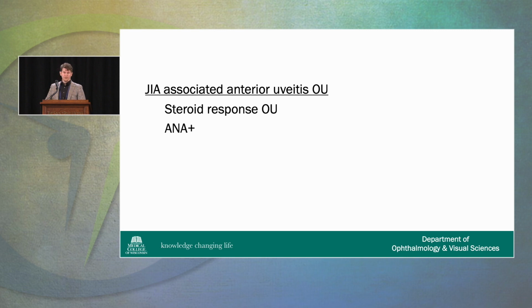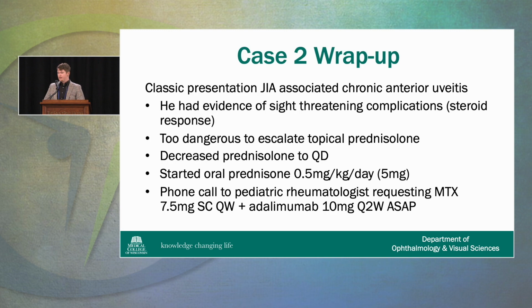What do you think we should do? Well, I told you steroid response is one of those scary things, so I want this child eventually on both an antimetabolite and a biologic medication. So, sight-threatening complication. He's too dangerous to escalate topical prednisolone, so often I will decrease it and then start an oral medication. So I start the oral prednisone to get him over to when we get these medications approved, because it takes insurance companies about 1 to 3 months to get these medicines approved.